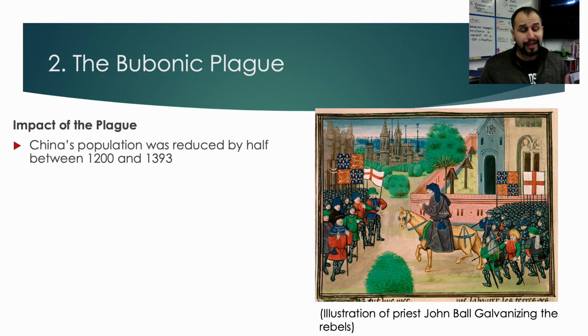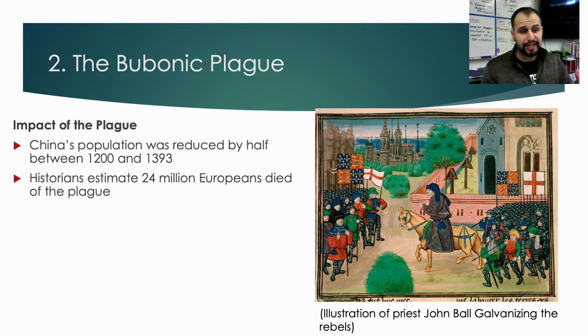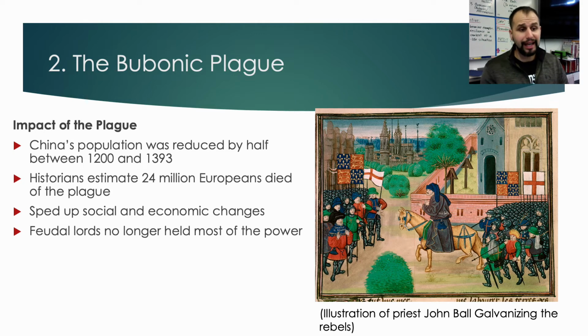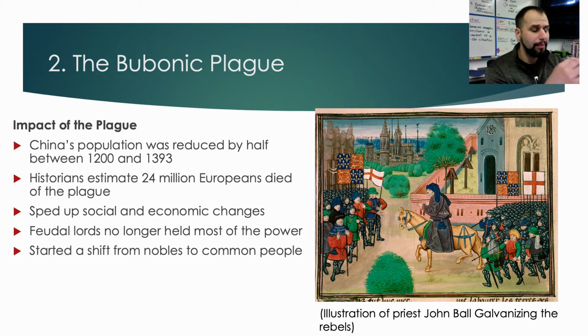The bubonic plague had a huge impact in the world. China's population was estimated to be reduced by half from 1200 to 1393. Also, historians estimate 24 million Europeans died of the plague. That's a third of Europe's population. This sped up social changes and economic changes. So feudal lords no longer held most of the power because the power shifted from nobles to common people.